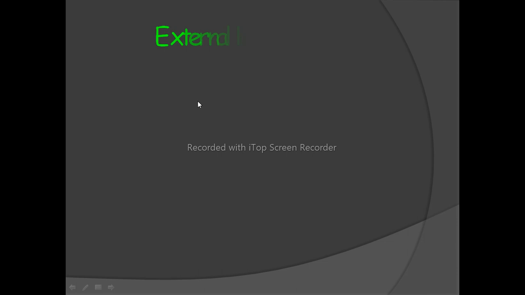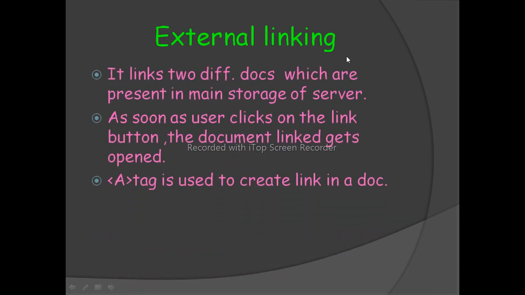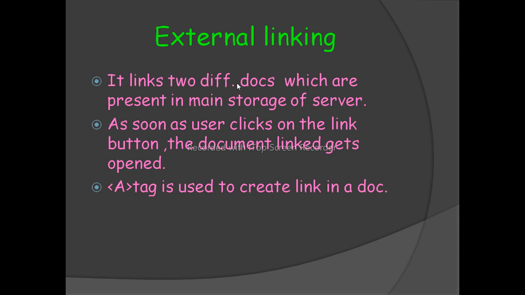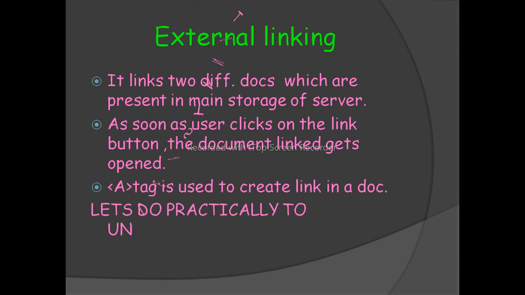Now, first we will understand external linking. It links two different documents which are present in the main storage of the server. As soon as the user clicks on the link, the document gets opened. Now, this A, what is the meaning of this A? It is known as the anchor tag. This anchor tag is used to create a link in the document. Now, let's do it practically to understand this more clearly.